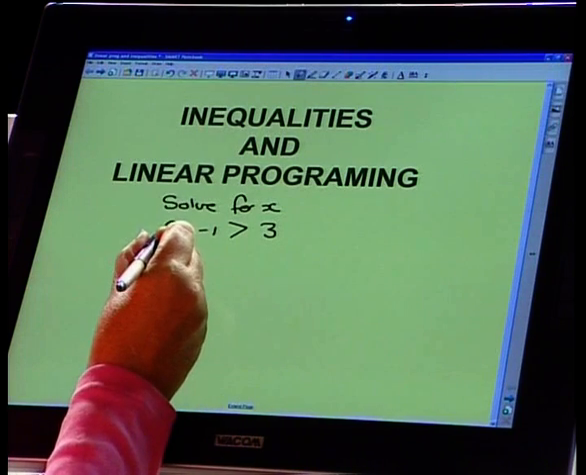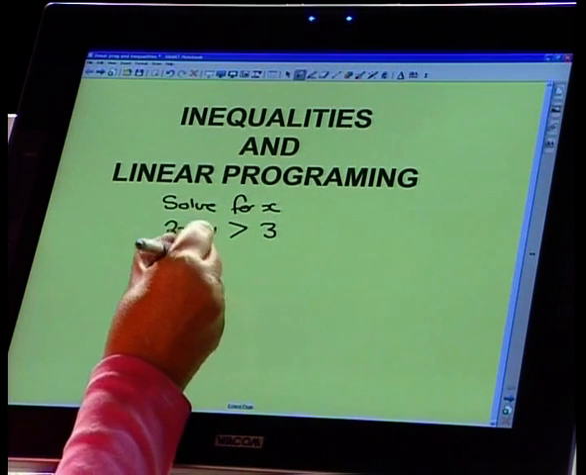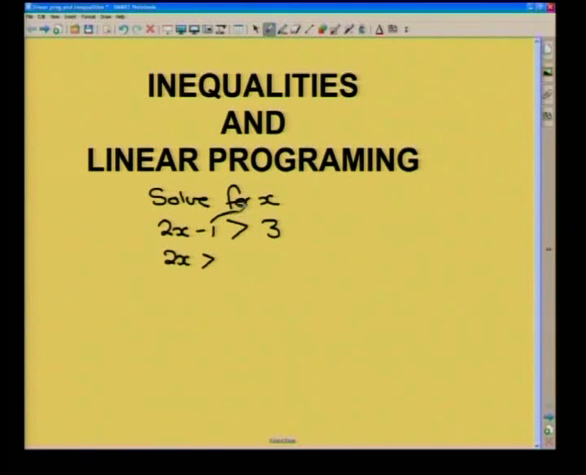Now, we know that the first thing we would do is isolate the x. So we'd go 2x is greater than, and we are going to transpose that. So it's going to be 3 plus 1, which means 2x is greater than 4. Which means now we have two x's, so we want only one x, so we need to divide this side by 2 and this side by 2 and get x is greater than 2.